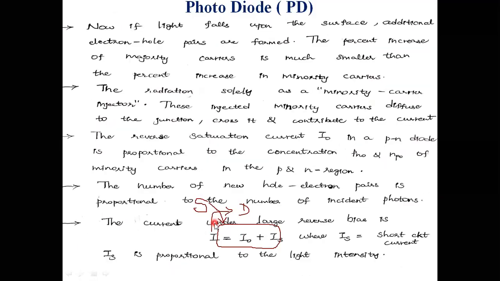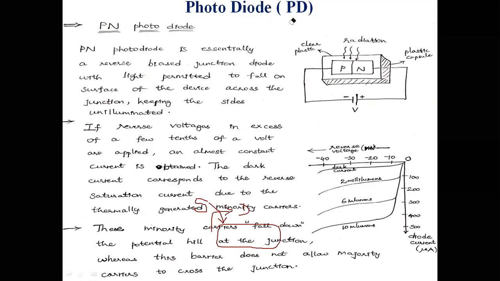This PN photodiode, just this is the layer diagram of the photodiode. Reverse bias is applied.